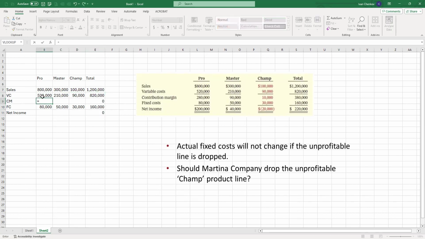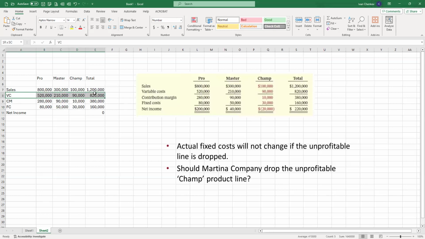Contribution margin will be equal to this minus that one. And I can easily drag it. So pretty much I'm getting the same thing, right? And my net income will be the contribution margin minus the fixed cost. This is where I am, correct? Yes, Professor.